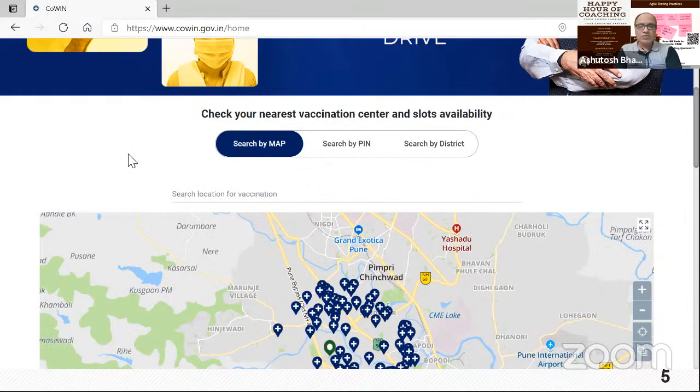Tomorrow, you never know. Next week, they might introduce one more tab. They might have another filtering criteria, right? That check your nearest vaccination center based on kilometer. They will give you range 0 to 5 kilometers, 6 to 10 kilometers, 10 to 15, 15 to 20, like that. They might have that also as a criteria.